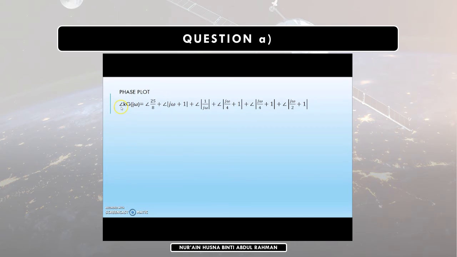Next, we find the phase part. We find the phase part using the same equation as above, but change the formula. So instead of using 20 log magnitude of KG(j omega), we just use the angle of KG(j omega). And this is the equation for the phase plot. That's all for me. Thank you.